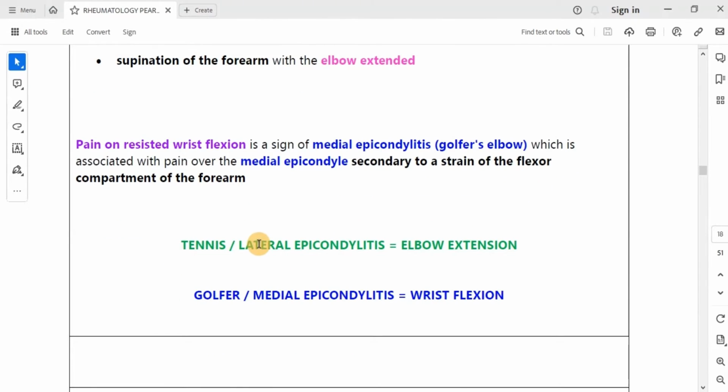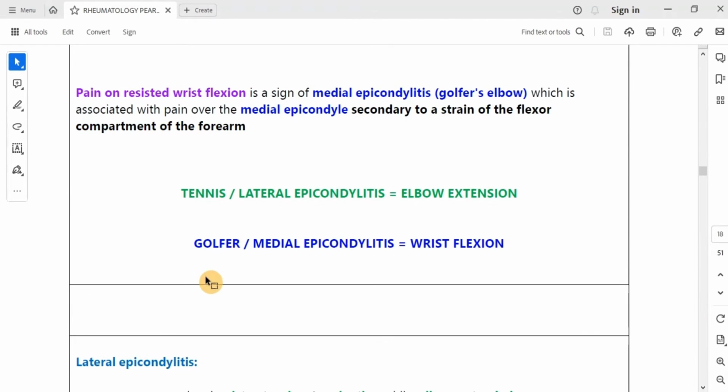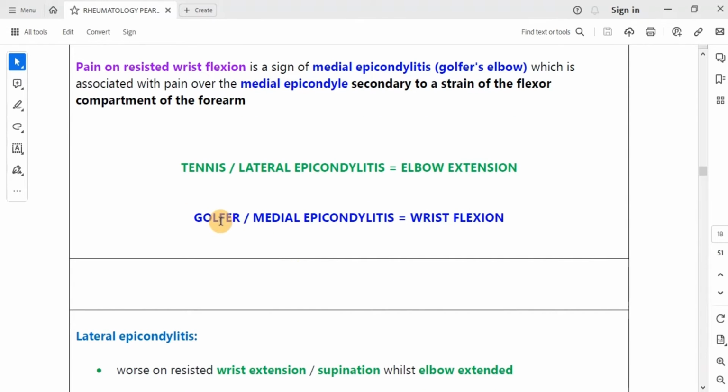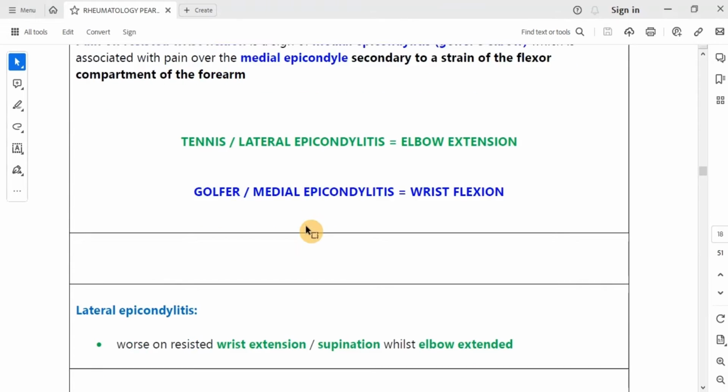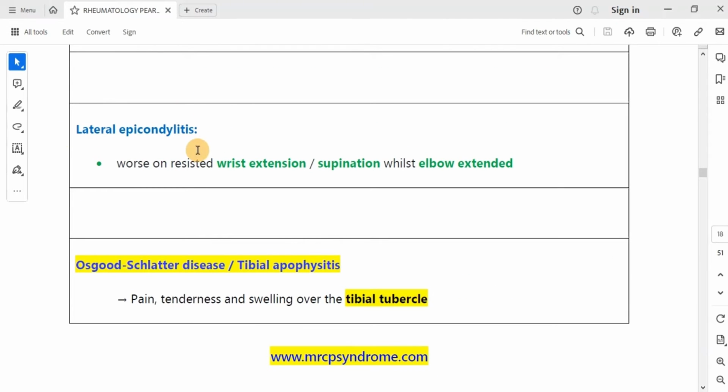So tennis elbow or lateral epicondylitis occurs due to elbow extension. So tennis for extension, elbow extension, tennis lateral epicondylitis. And golfer's or medial epicondylitis is related to wrist flexion. So you can remember golfer's means the girlfriend gifted him a wristwatch. So golfer's or medial epicondylitis is related to wrist flexion. In lateral epicondylitis, the pain would be worst when the elbow is extended. We can experience it either with wrist extension or supination.